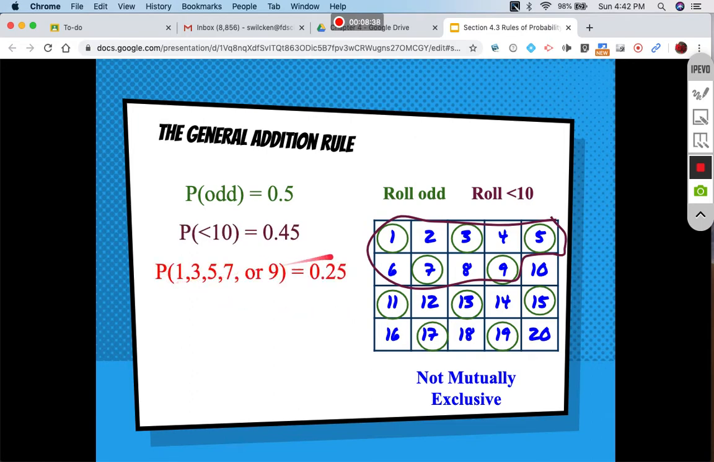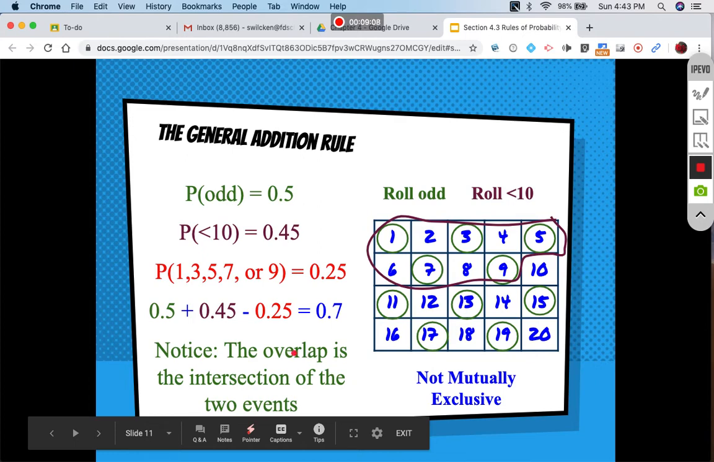So we look at this. What's the probability of getting this overlap? This would be the probability of both being odd and less than 10, that 0.25. So if we add up all the odds, add up all the less than 10, and subtract the ones that we counted twice, we get the right probability. Again, that overlap is the intersection of the two events, and that's going to happen when they're not mutually exclusive. If it is mutually exclusive, there's no overlap, so this is nothing.